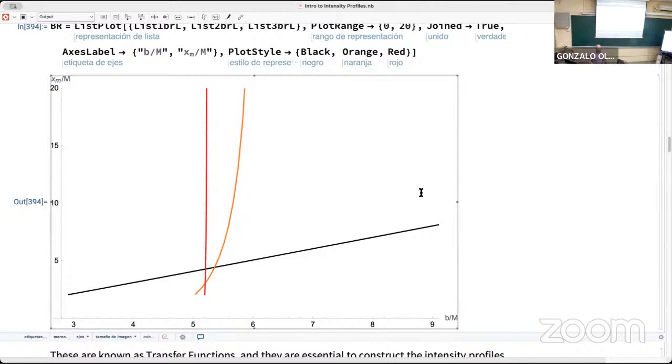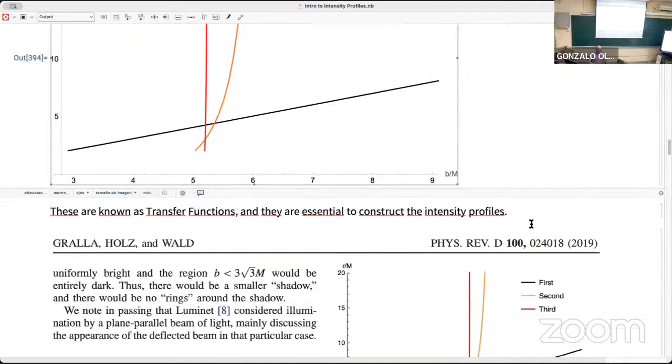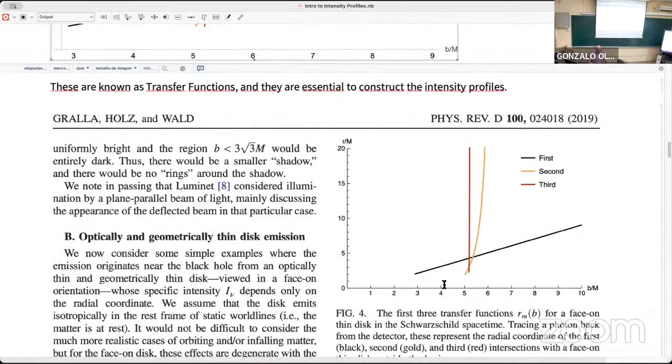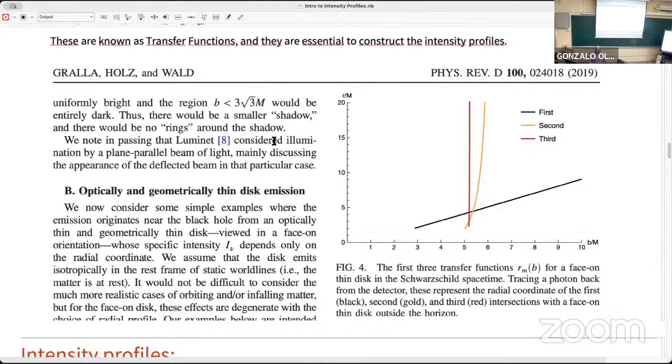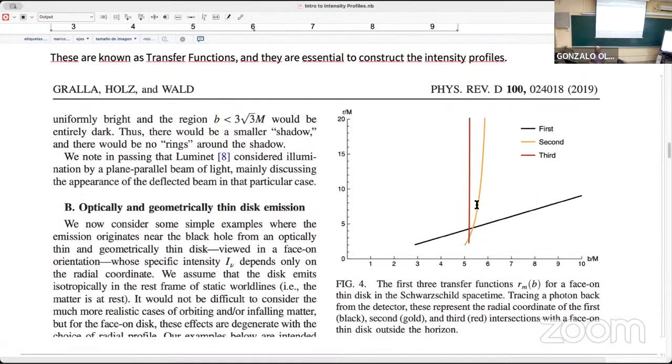I'm not going to explain what these curves are, but it's the information that we need to relate the impact parameter with the location on the disk. And this plot coincides with what Gralla, Holz, and Wald have in the table. I use the same colors just for the comparison. So we are going in the right direction, basically.